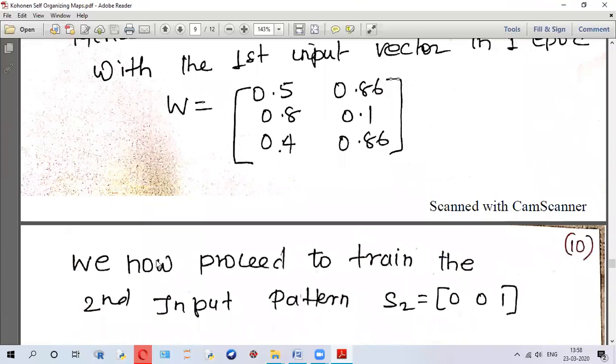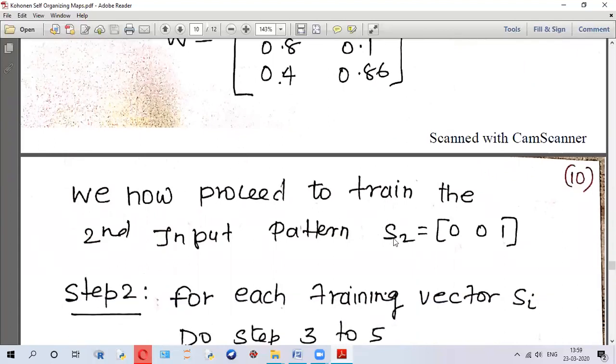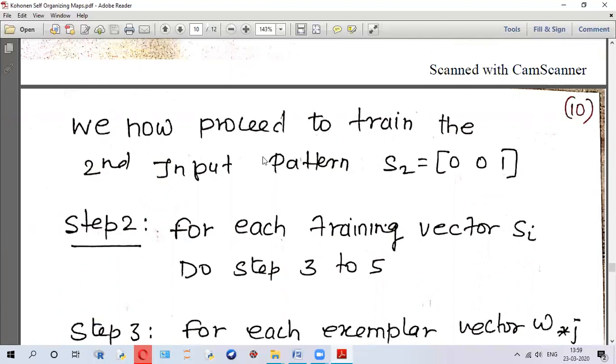Now we proceed to train the second input pattern. We are done with the first input pattern. We have to cover epoch 1, in which we would be covering all the input patterns, and then we'll see whether we have reached the stopping condition or not. Since we are remaining with 3 more patterns, as of now the algorithm will not break. So for the second pattern, which is S2 equal to 0, 0, 1, the same steps would continue.